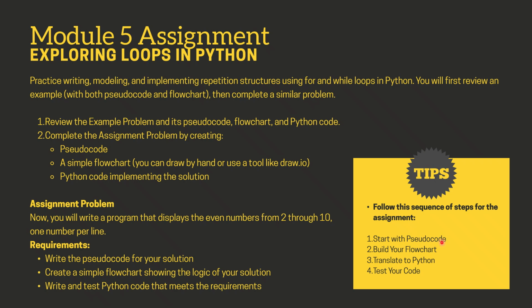Once you have the flowchart, you have to turn in the pseudocode and the flowchart. Then you're going to translate it to Python. You're going to decide whether to use a for loop or a while loop. I showed you two examples of that in this lecture, and either can solve the problem. Remember, I told you it doesn't matter which one you use, they're both going to do the same thing.